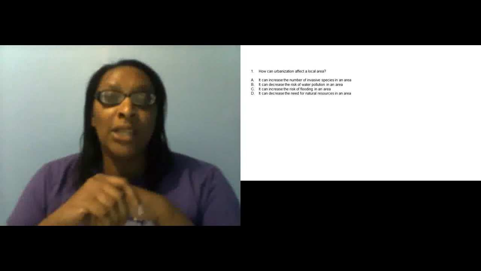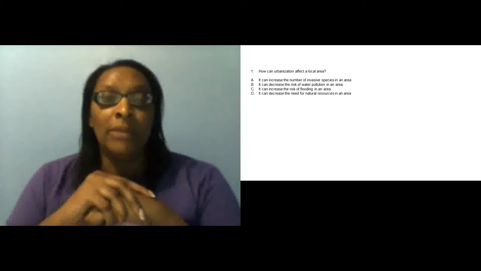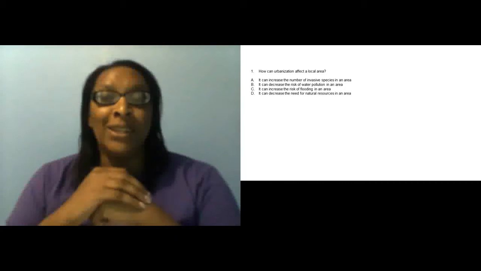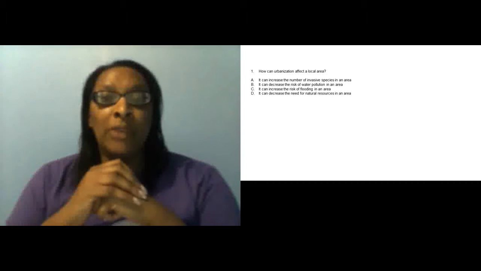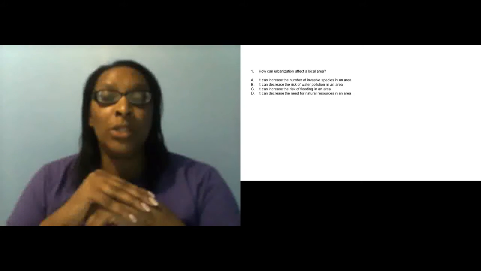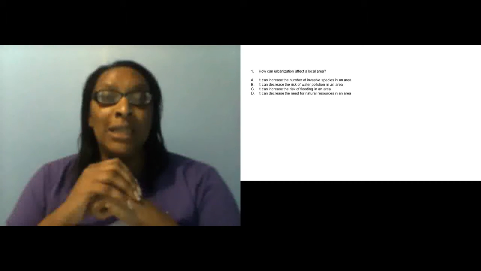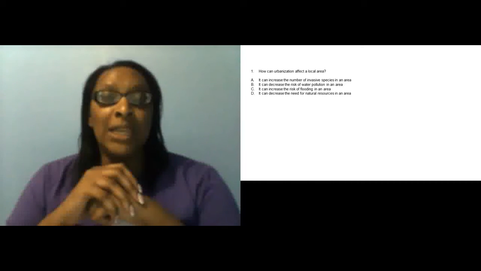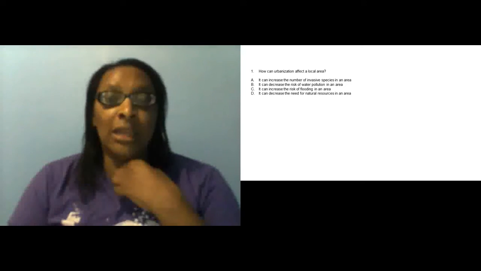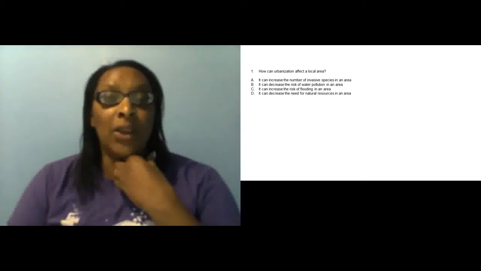How can urbanization affect a local area? A, it can increase the number of invasive species in the area. B, it can decrease the risk of water pollution in the area. C, it can increase the risk of flooding in the area. Or D, it can decrease the need for natural resources in the area.